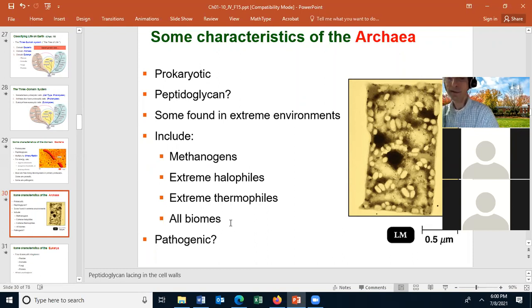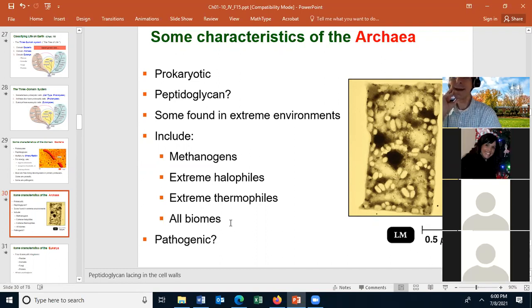All right, the next question I have is, are any of the archaea pathogenic? Do the archaea cause human disease? No? Yes, that's the correct answer. The archaea do not cause human disease.